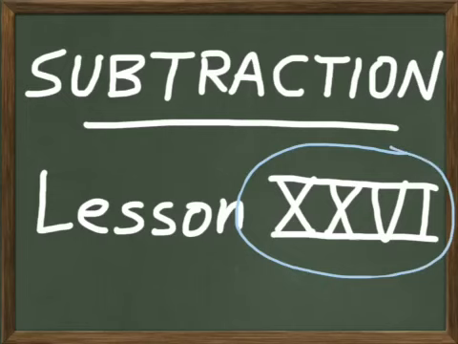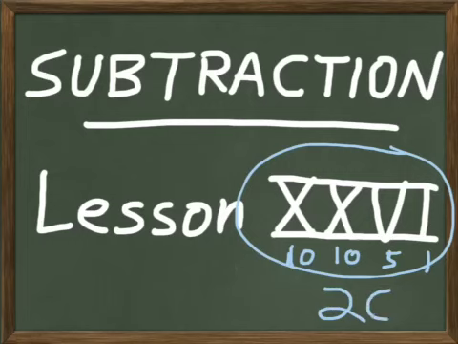And our Roman numeral there has got an X, which stands for 10, another X, which stands for 10, a V that stands for 5, and a I that stands for 1. And when you add those up, 10 and 10 and 5 and 1, you get, drumroll, 26. And that's the lesson we're going to do today.